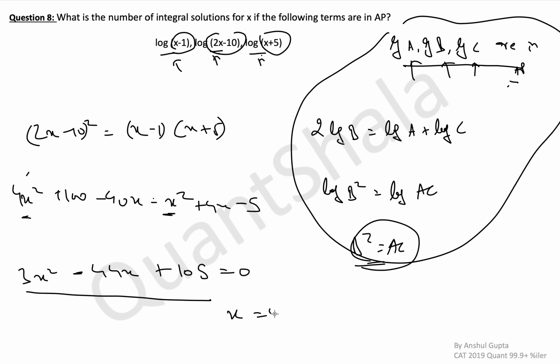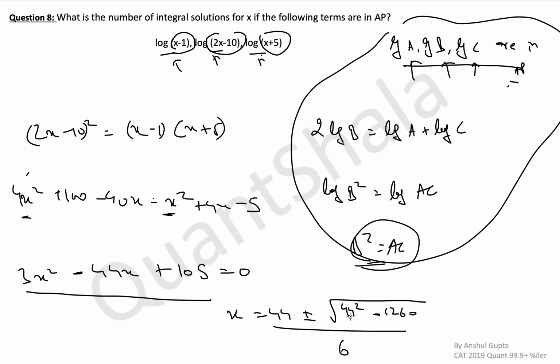So x is equal to 44 plus minus under root b square minus 4ac, which means 44 square minus 105 into 3 is 315. 315 multiplied by 4 is 1260, divided by 6. Okay. So what is 44 square?